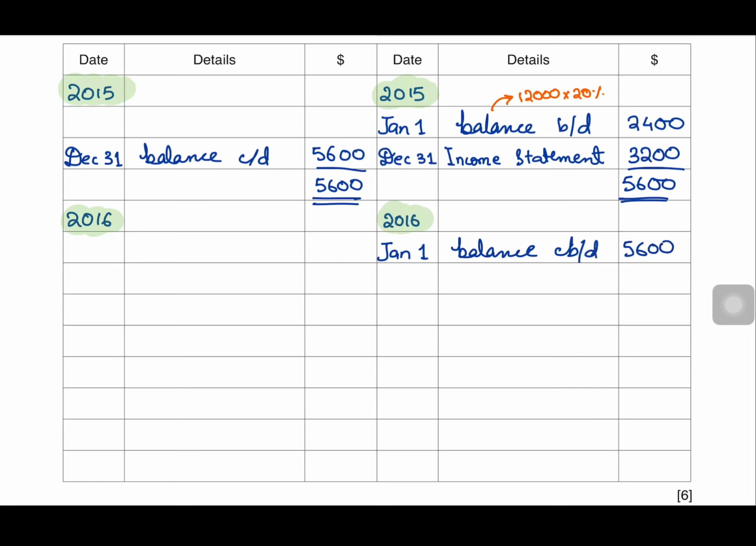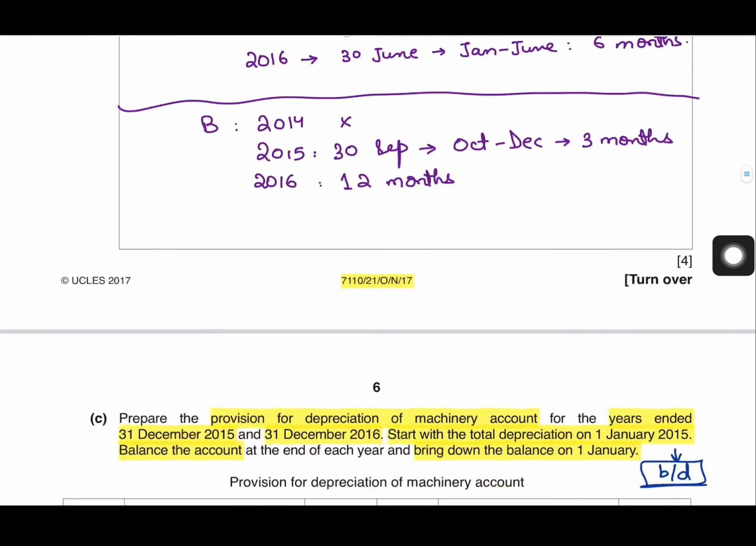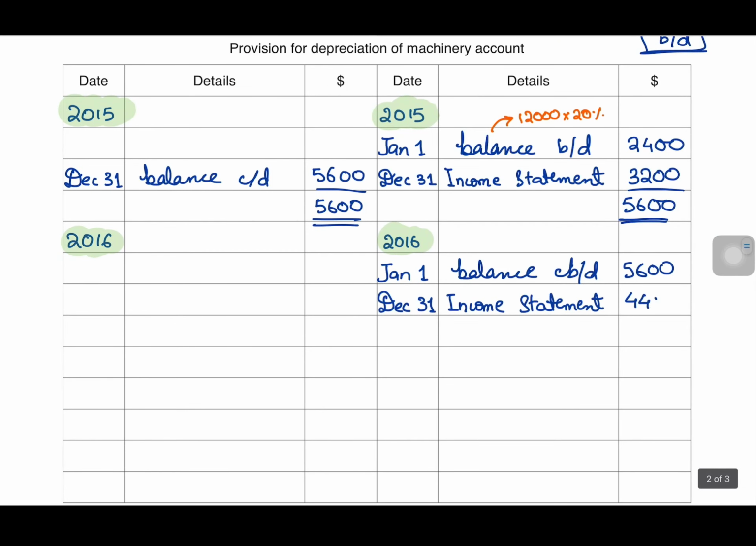Then December 31st, what will be the current year income statement figure? That is the current year expense. We have calculated that as well, right? And that is how much on machinery A just for 6 months, and on machinery B for full 12 months, and the total was 4,400, right? So this is the current year expense, 4,400. Now how many entries are still left in 2016? Just the balance carried down figure?